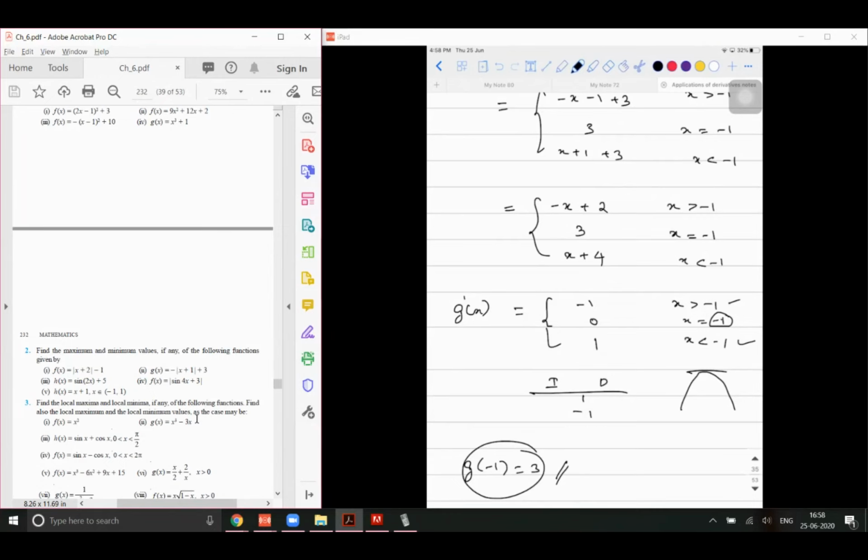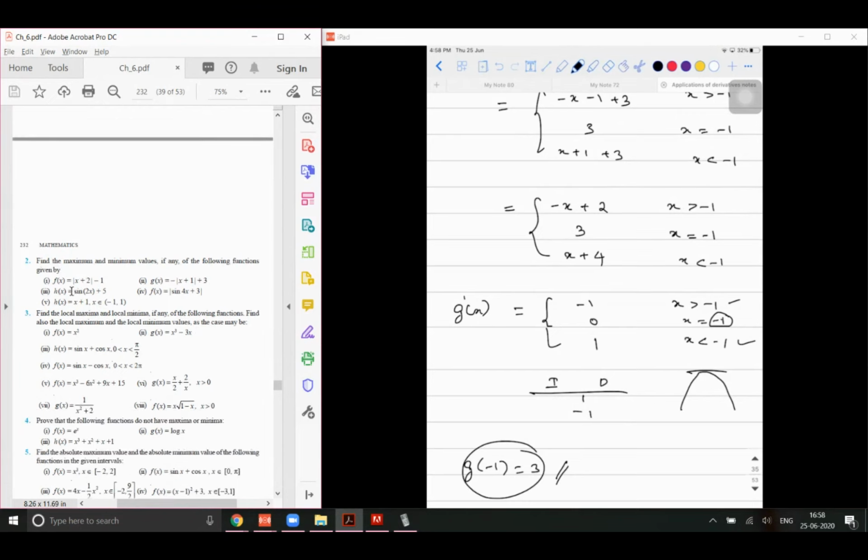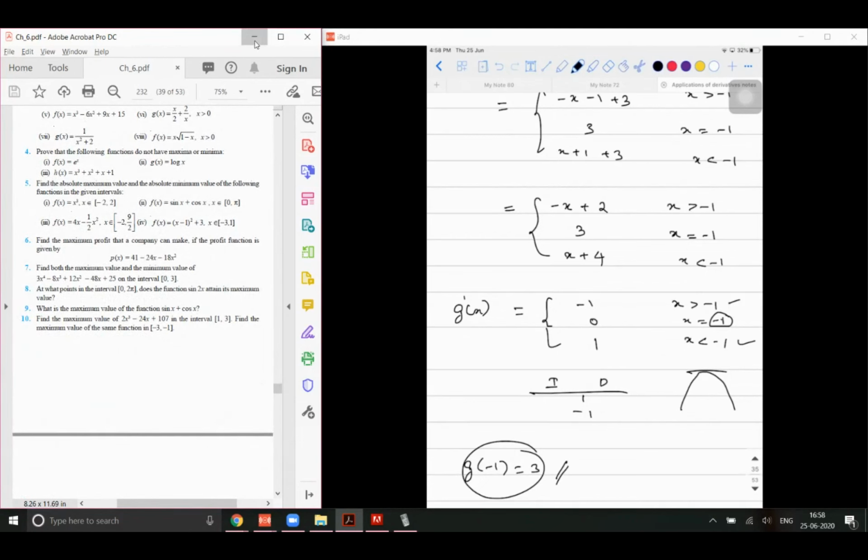These modulus problems alone, I'll try to give you some more practice. You can try the other problems. So we'll wind up with this.